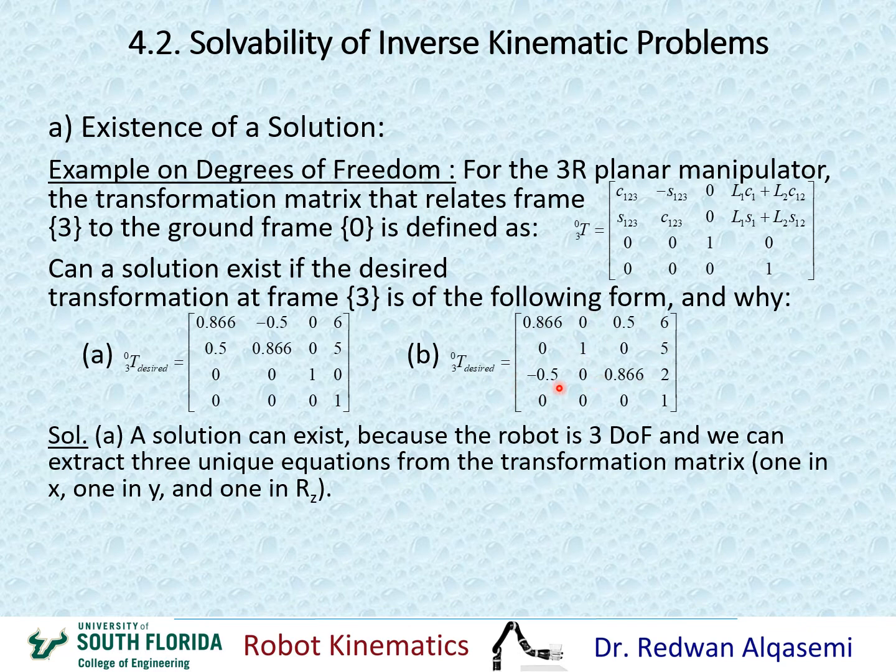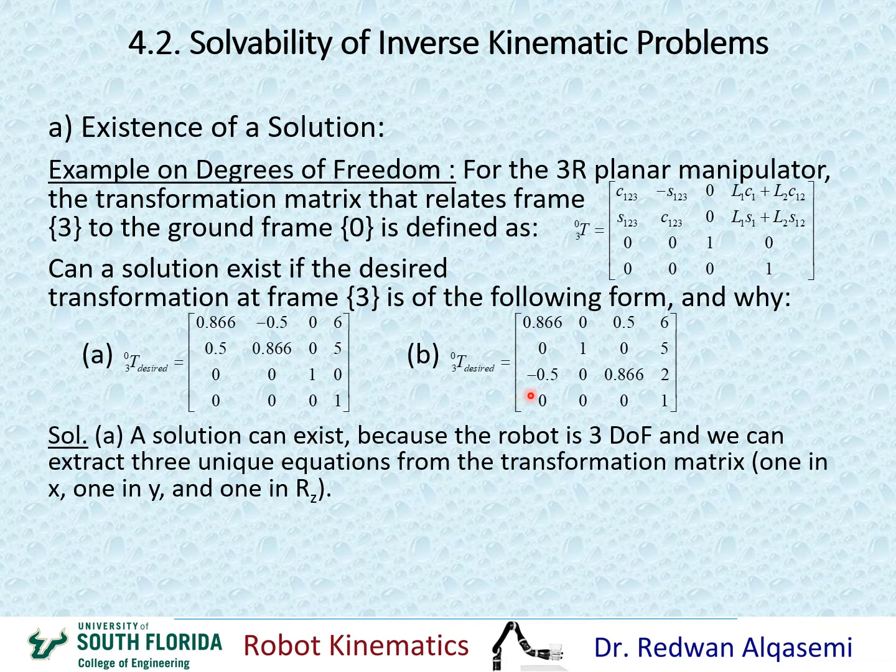Now, if you look at the format of part B, it does not match the format of the general transformation matrix for this robot. For example, if we see here 2 in the z direction, and we have 0 in the z direction here. And of course, 2 does not equal 0. So that immediately tells me that this location here is outside of my solvability ability here.